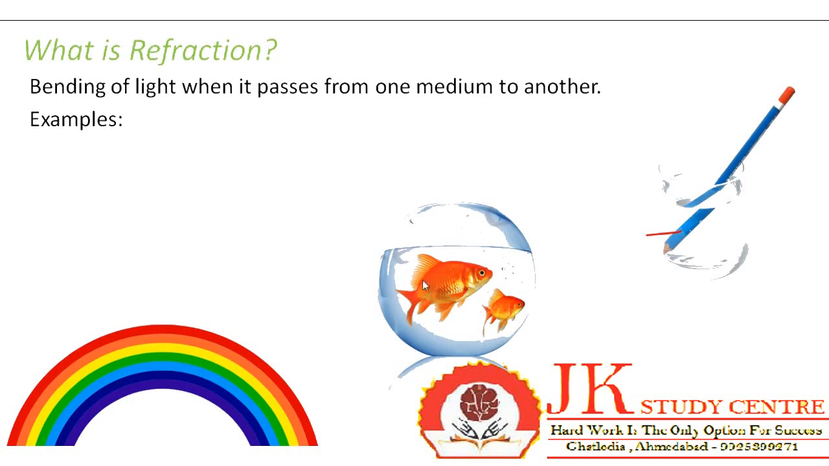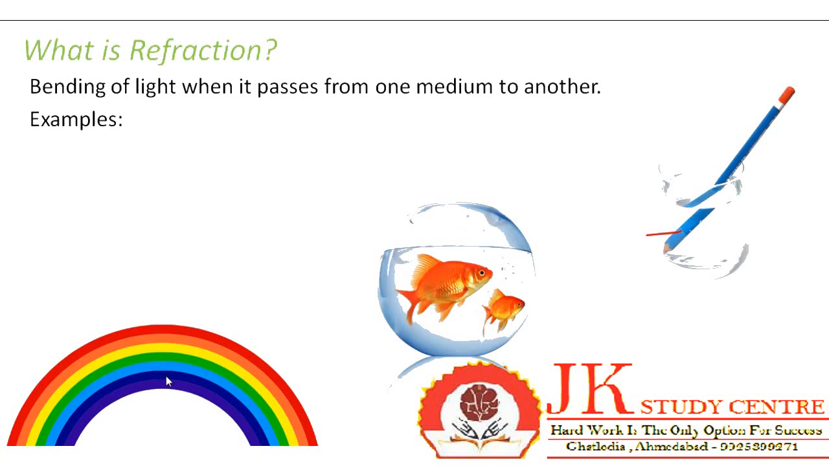Similarly, if you look at this aquarium, you see that there is a fish which is visible in a different way. I mean, you see the actual position and the apparent position. I mean, the position where the fish actually is and the position where you are viewing the fish are different. That is again due to the phenomenon of refraction, because here also two media are involved, air and water.